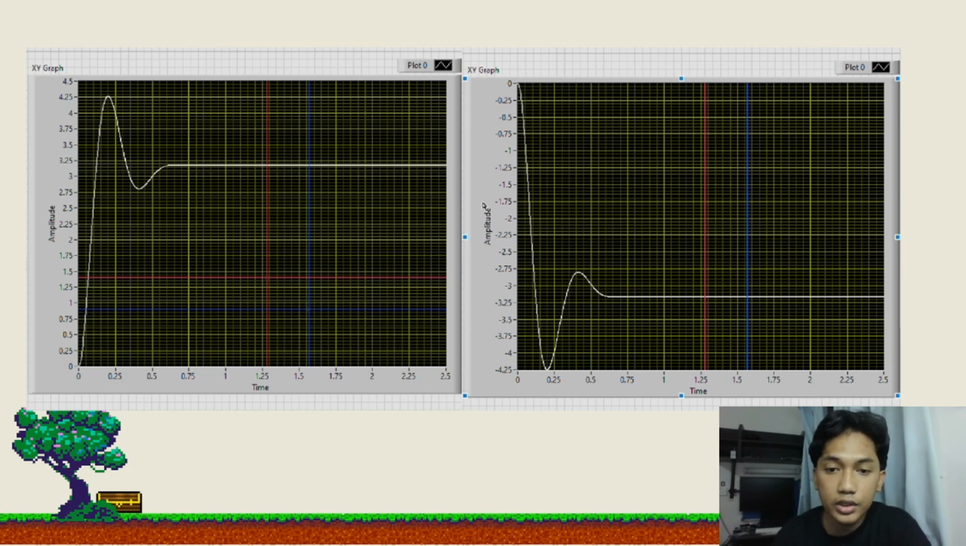We can also see a small overshoot in both graphs. As you can see, the pointer will go slightly past the target, then it will correct itself and settle. Overall, both movements are smooth, stable, and accurate, showing that the control system works well in both directions.